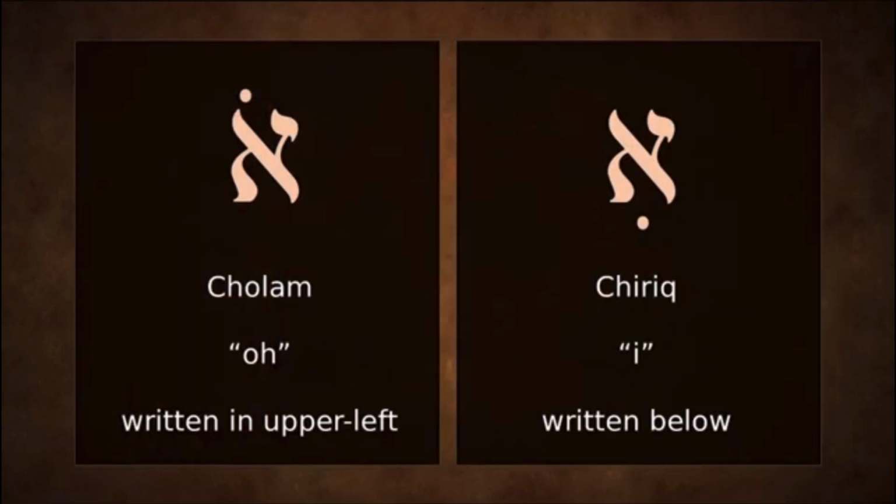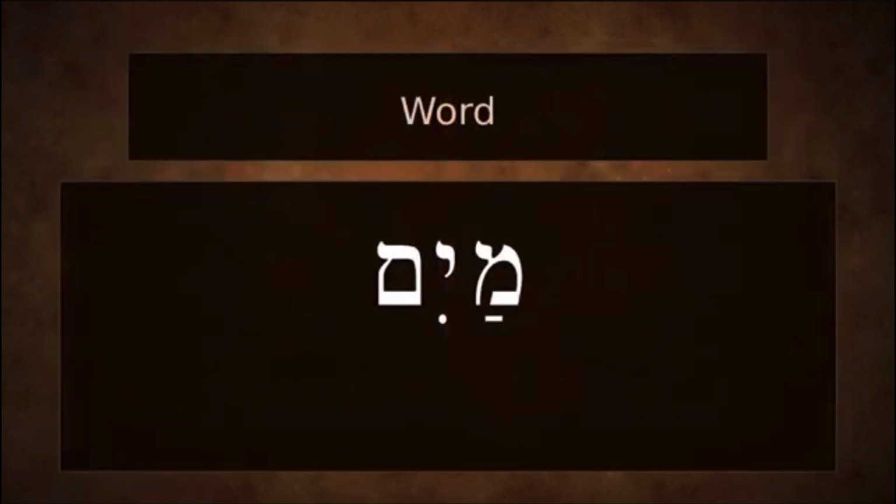Of course, the cholam is also a single dot, but the cholam is written in a different position than the chirik. The chirik is written underneath the letter, just like most other vowels, but the cholam is written above and to the left of the letter. Here we have a word that uses the chirik.